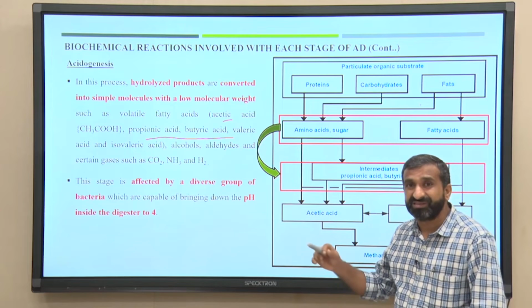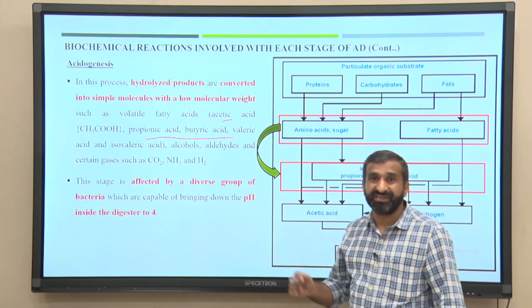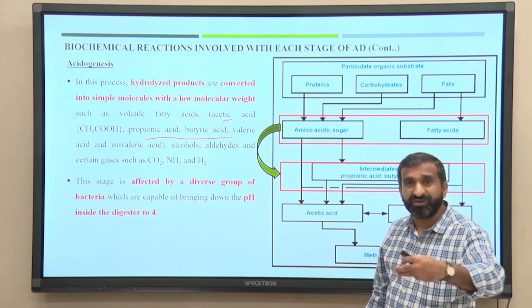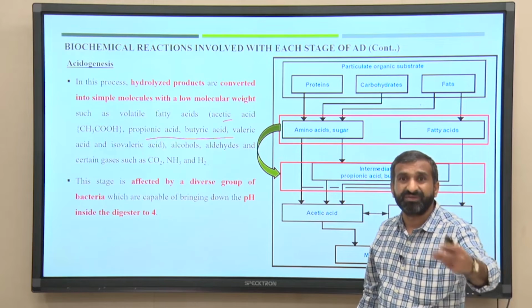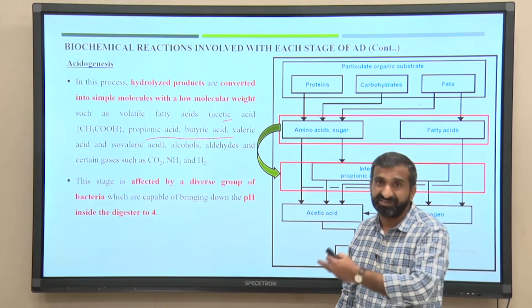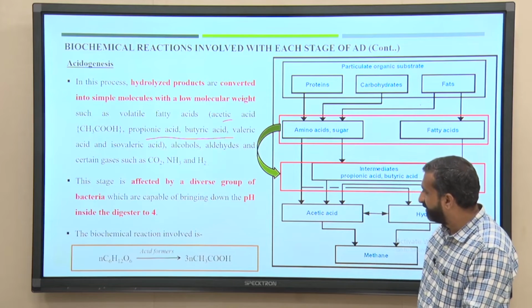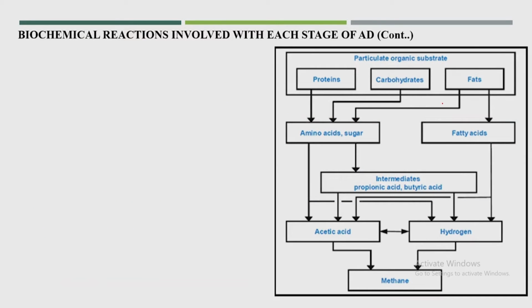Now the problem: once the pH is acidic, it is very difficult to produce methane gas in such conditions, or there will not be a possibility of growth of methanogenic bacteria, or methane forming bacteria, at this low pH. So, what biochemical reaction is involved? The acid formers, and finally, it will convert into the fatty acids.